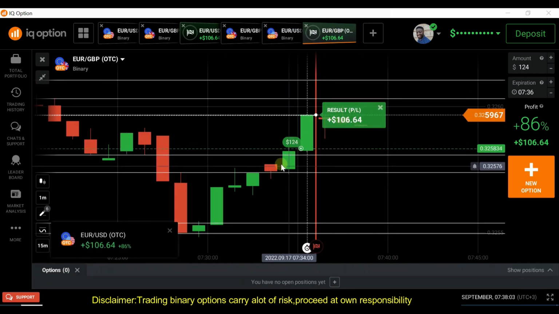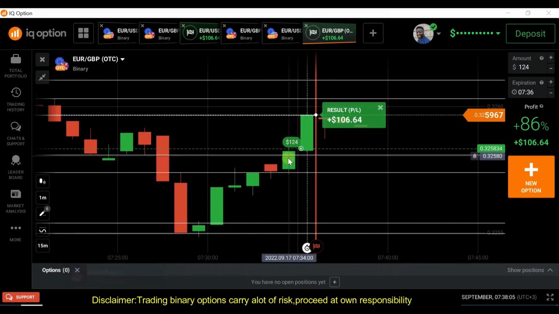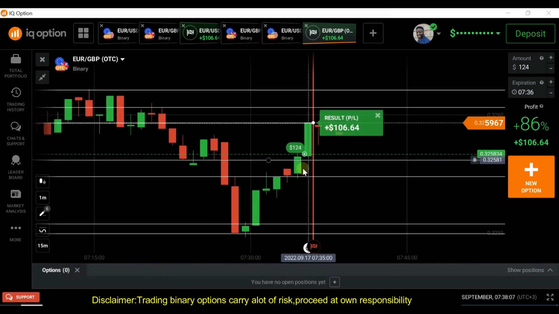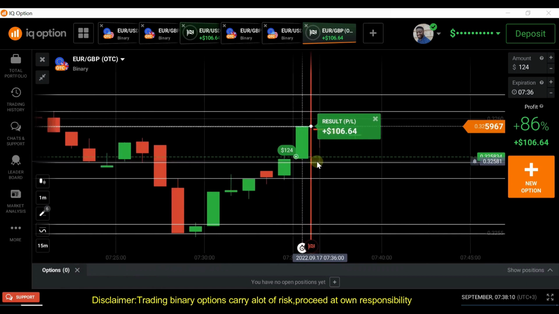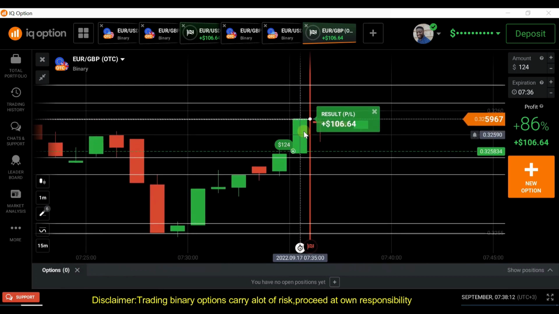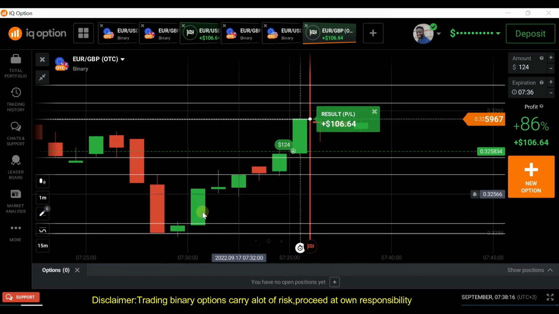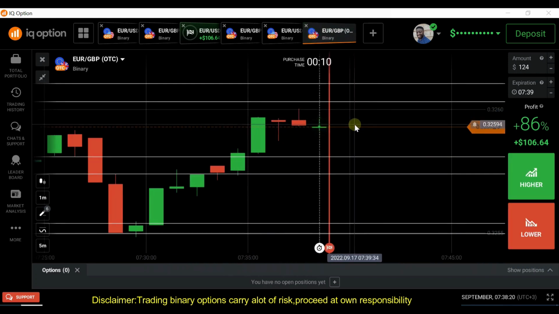Then this trade, as I told you earlier, I'll do a call option if you break above the level. And indeed we broke above the level. So I took a call option on the next candle because we had a very good breakout and we are coming from a strong level of support and resistance. So that's why we took that trade.